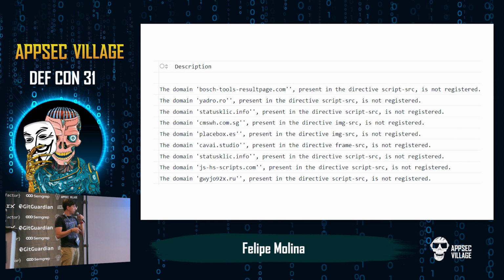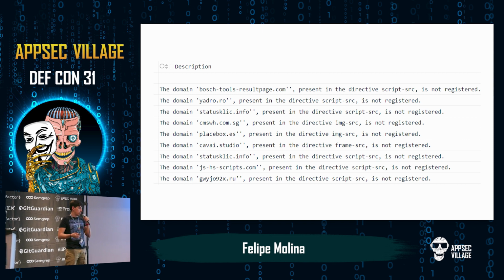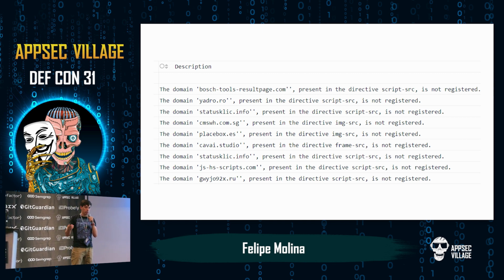So at the first line, for example, you see that the domain boschtoolsresourcepage.com is present in the script source directive, but it's not registered. So it's sitting there for you to register and execute scripts on that page, provided that you find another cross-site scripting in that site.